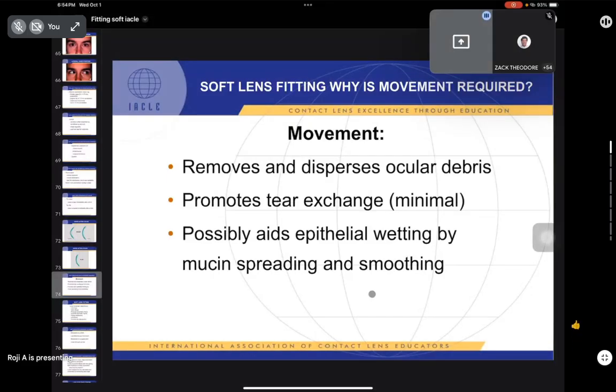So removes and disperses ocular debris. So why do you need movement? You need the contact lens to be moving at all times. You cannot be too steep. We don't want too steep. We want it to move. We don't want excessive movement, but we need it to move. And the reason why we need it to move is because every time the contact lens is moving, it removes ocular debris. It also promotes tear exchange and possibly aids in epithelial wetting by the mucin spreading and smoothing. Are we clear so far?